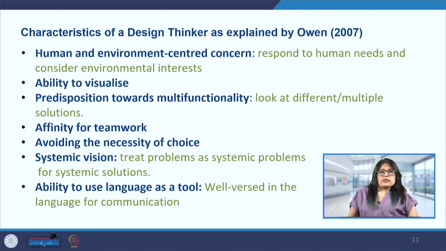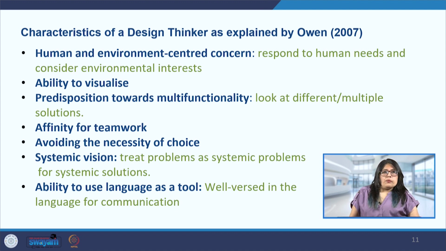But before that, let's look at the characteristics of a design thinker, like who is a design thinker. We have discussed how do we conduct design thinking, its advantages, and how do we go about it. We have seen some of those steps and discussed them previously. So what is the characteristic of a design thinker? This is as explained by Owen in 2007.